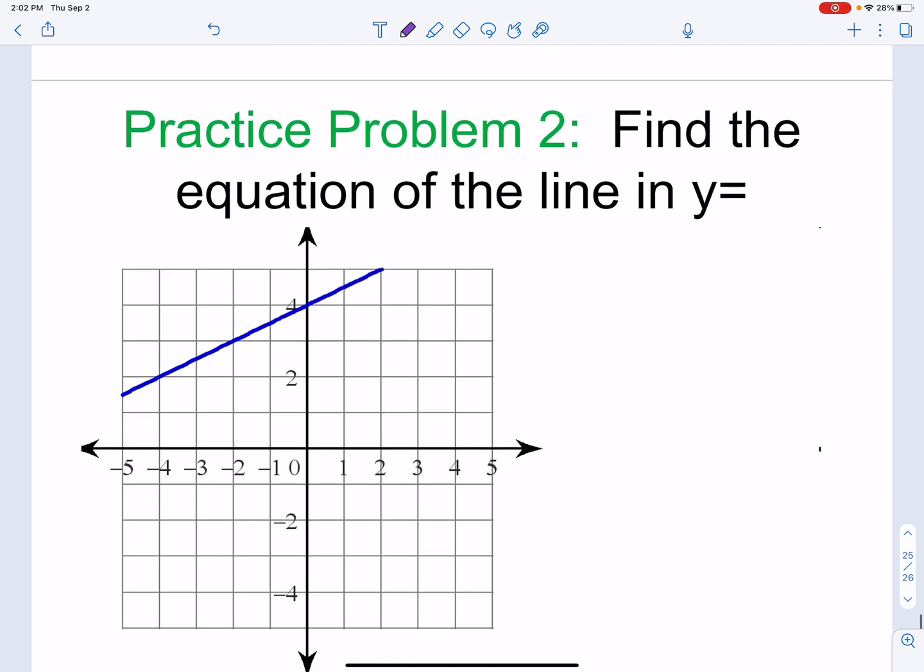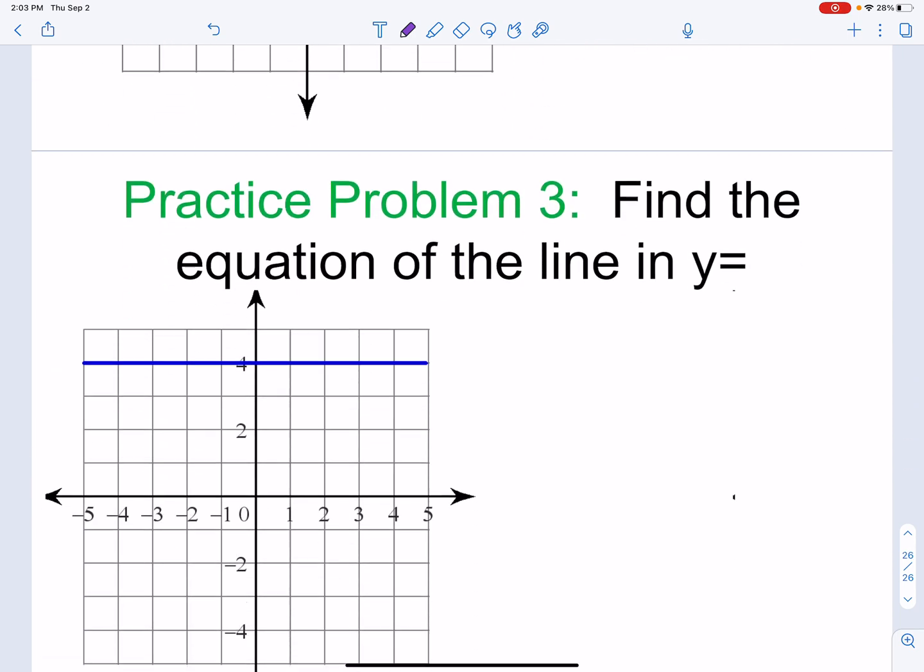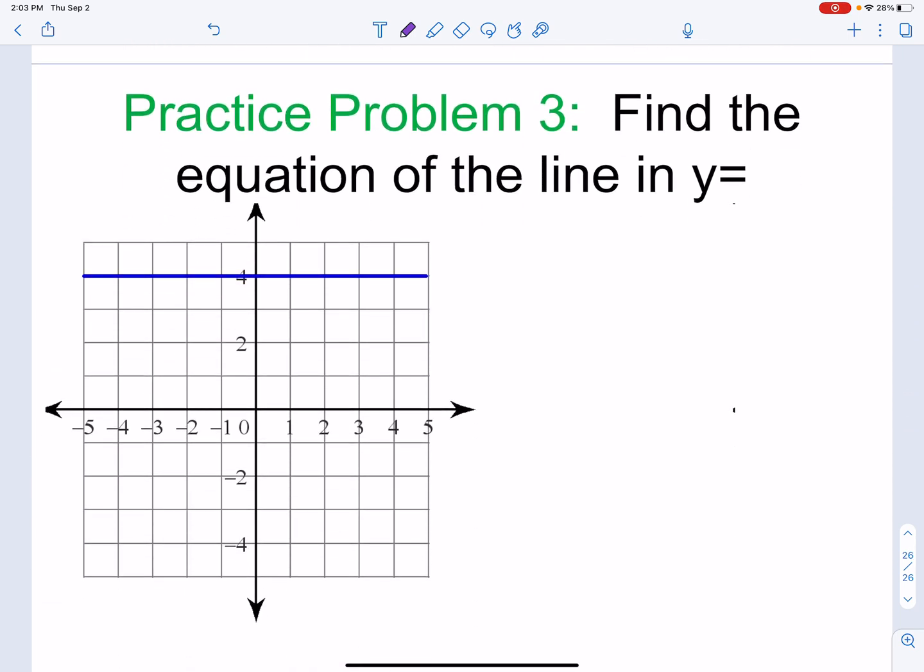Okay, so find the equation of this line. It looks like it hits here, but I'm going to just double check. Yep, it definitely does. So you're going up 1 over 2, up 1 over 2. That is uphill and plus 4 because its y-intercept is 4. Okay. Equation of the line, this hits the y-axis, so my answer would be y equals 4. That is the equation of the line.